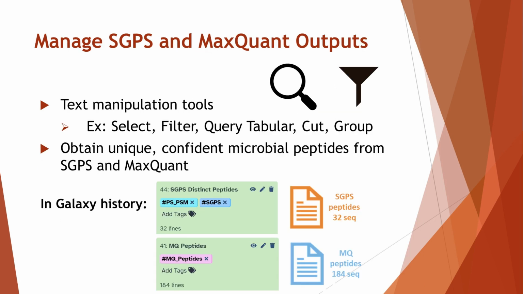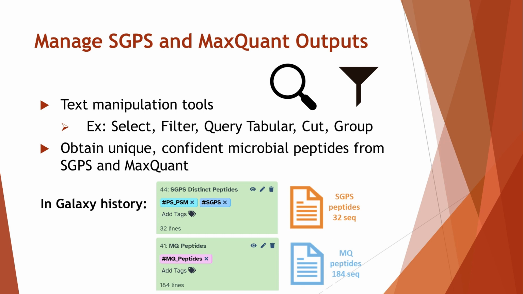Next, we want to manage our outputs to prepare for verification in the next module. To do this, we will use various text manipulation tools. More details can be found on the GTN page for this module. Some examples of text manipulation tools include the Select tool, since we only want microbial matches. We also have the Filter tool and the Query Tabular tool. These tools help us select confident PSM matches and query for their protein accession numbers.